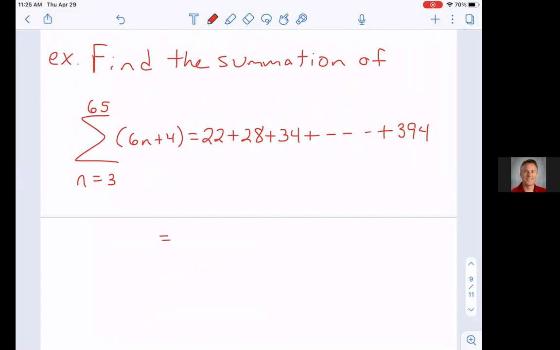First, we want to do our n. To get n, it's going to be 65 minus 3, which is 62, but plus 1. So there's actually 63 terms, times our first term, which was 22, plus our last term, which was 394. And then I'll divide it by 2.